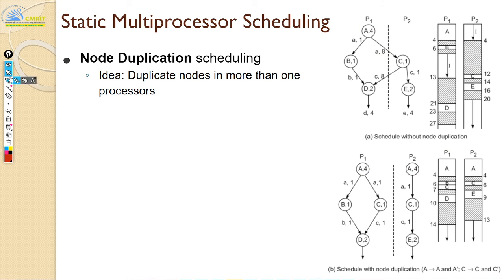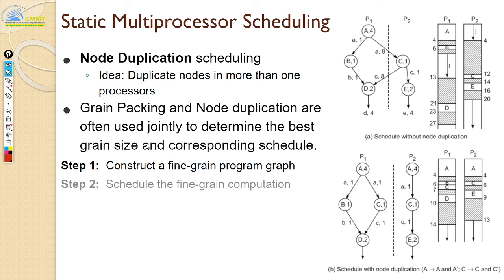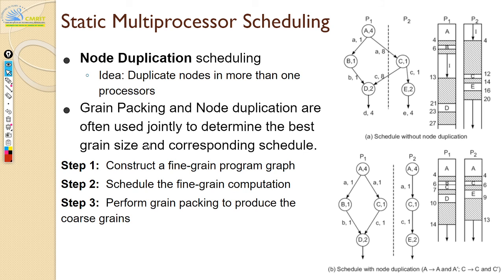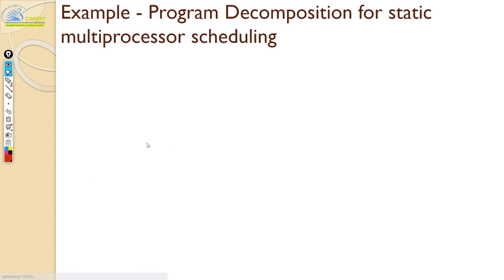So you have the node duplicated. Together, node duplication with grain packing will give you a good result. We start with a fine grain program, you schedule the fine grain computation, then you do grain packing, and finally you do a parallel schedule. That's what we did in the earlier example too.